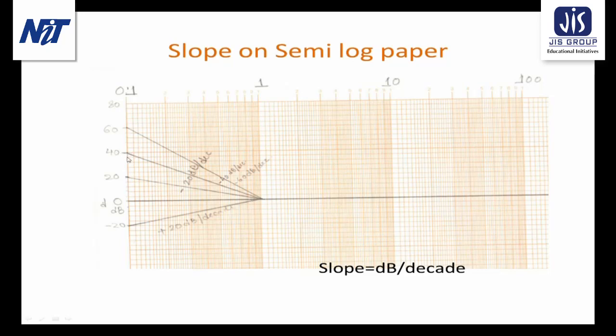So if we start from any point, and go downward by 40 dB, so it is 40 dB and then 1 decade, the slope will be minus 40 dB per decade. If you start from here, you are going downward 60 dB and then 1 decade, so it is minus 60 dB per decade. So from any point you can draw any type of slope in this semi-log graph paper. And you have to remember that the unit of slope is dB per decade. So you go in the upward direction for positive dB per decade, and for negative dB per decade you have to go downward.